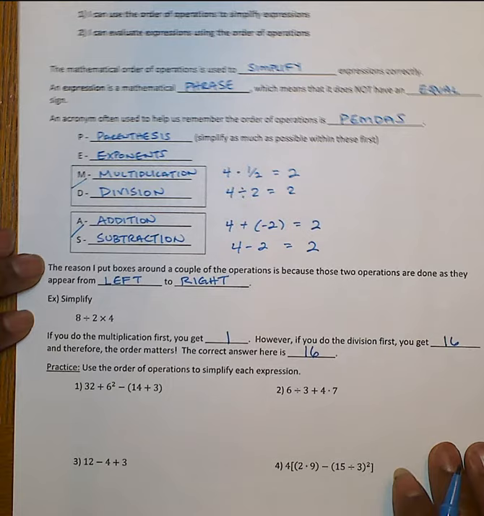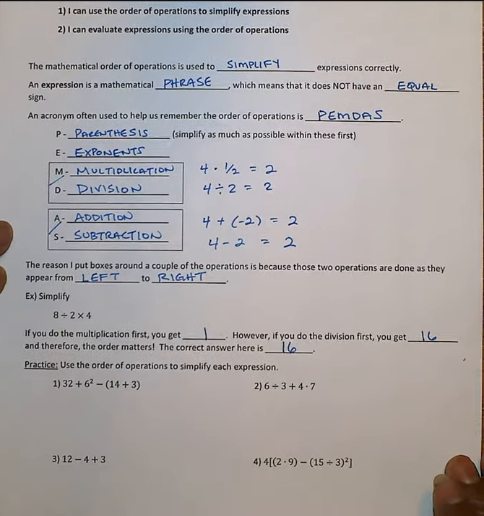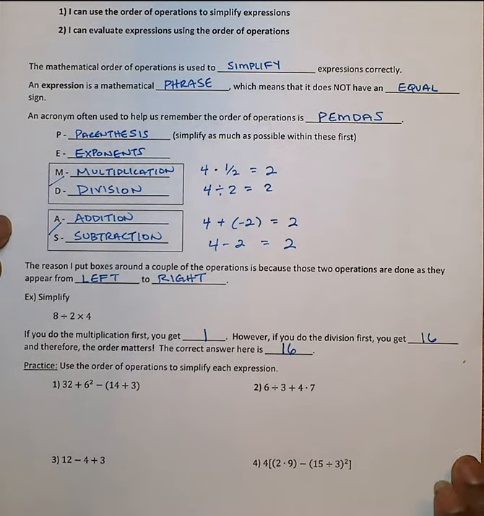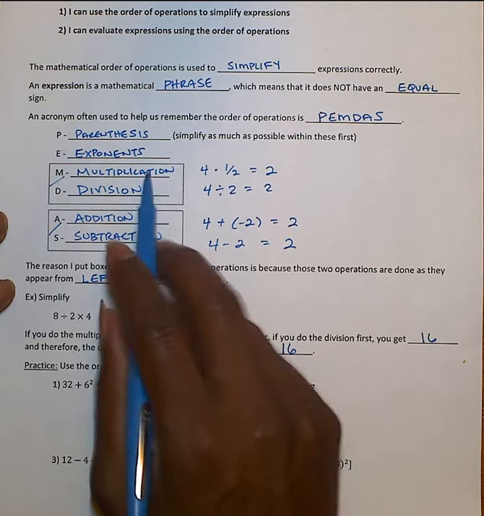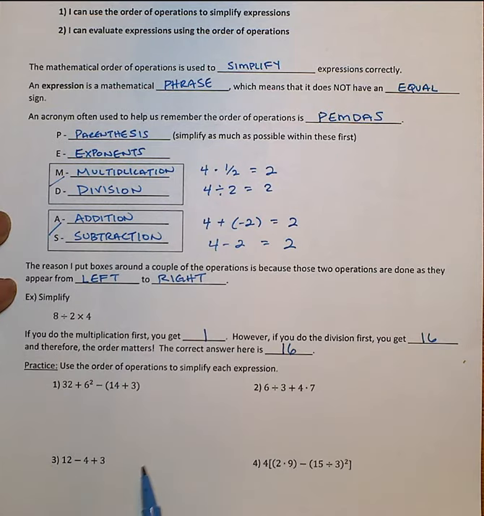This shows how that will play out. We have some more examples here. You can try these and skip around and see how the answers come out, or you can follow along with me as we go through these. We're going to use the order of operations to simplify these expressions. Remember, parentheses means that we're going to simplify as much as possible within the parentheses before we do anything else.